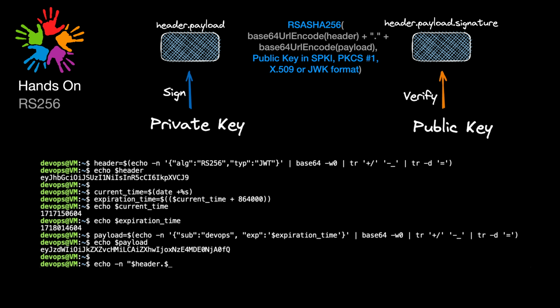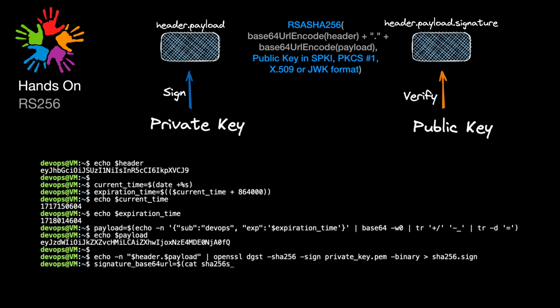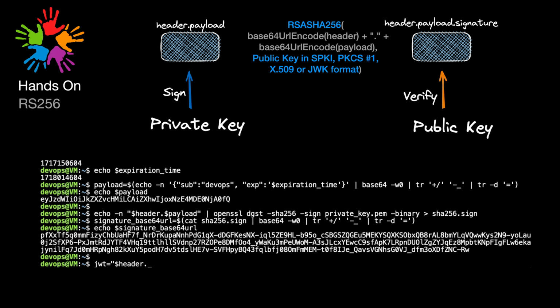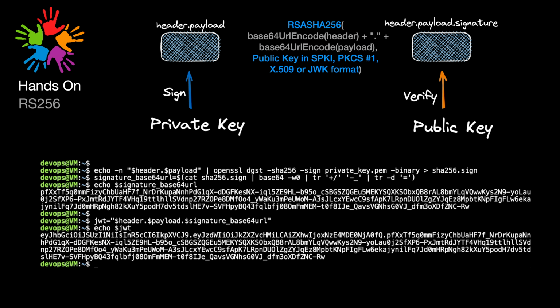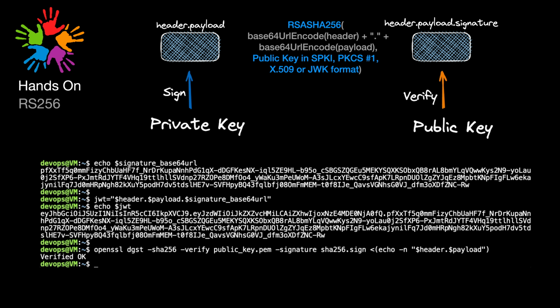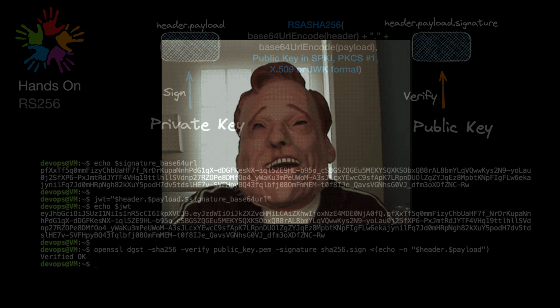The signature is calculated on the header and payload, concatenated by dot symbol, using our previously generated private key. Now we have our JSON Web Token generated. Let's verify it by using our public key. The verification is successful. The identity of the token is verified. It is signed using our trusted private key. And the data placed in the token is not tampered with.